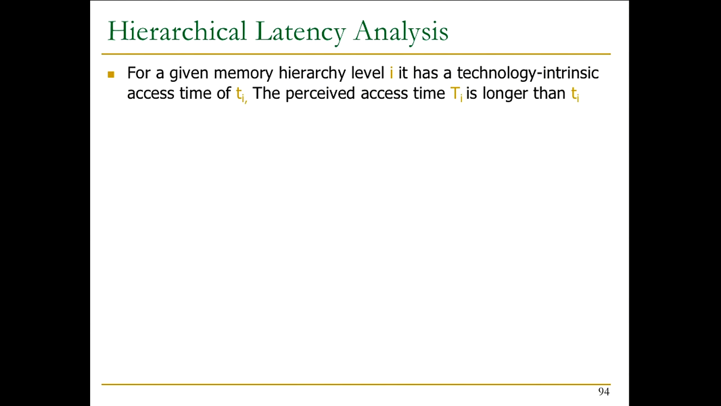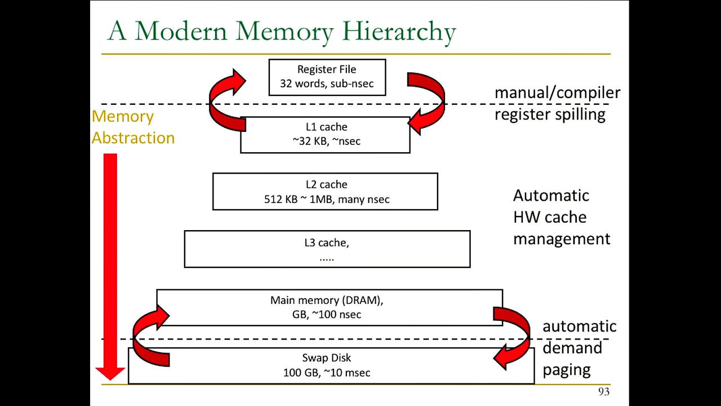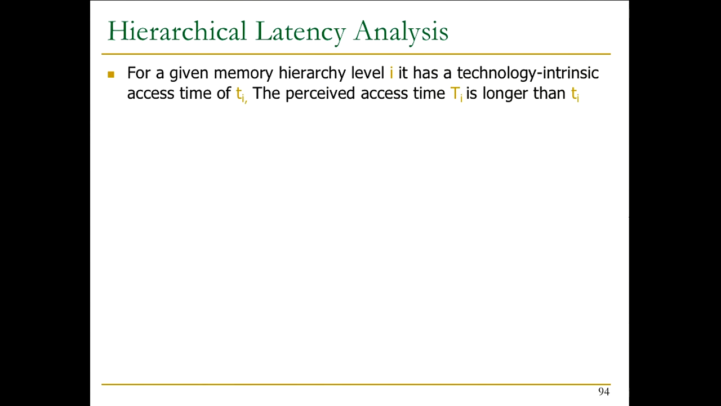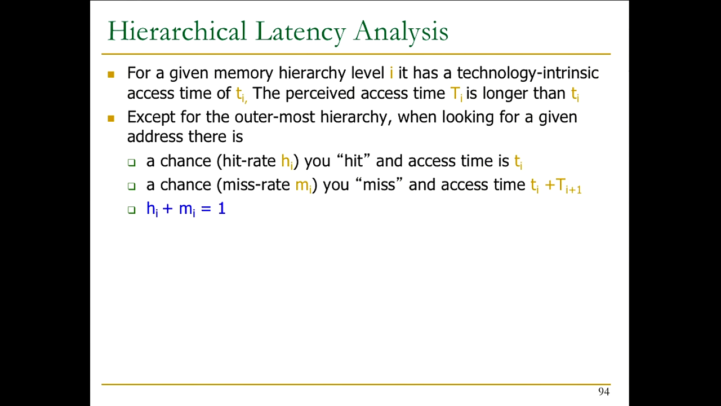So for a given memory hierarchy level I, which can be 1, 2, 3, 4 over there, that memory hierarchy level, that cache, has a technology intrinsic access time, little t_i, that's the access latency, and there's a perceived access time, T_i, that's longer than this little t_i, because you can hit or miss at that level, right? So basically, you have a chance that you're going to hit, and then you're going to experience the access latency of this little t_i, and there's a chance that you're going to miss, and then you're going to experience the access latency of this level, as well as the aggregate of all of the outer levels, right?